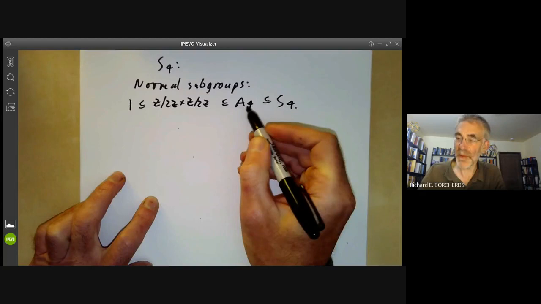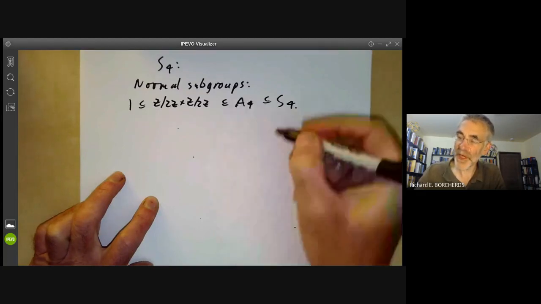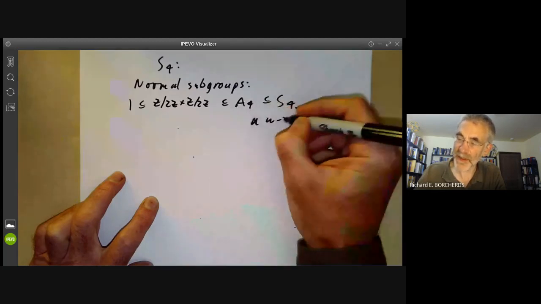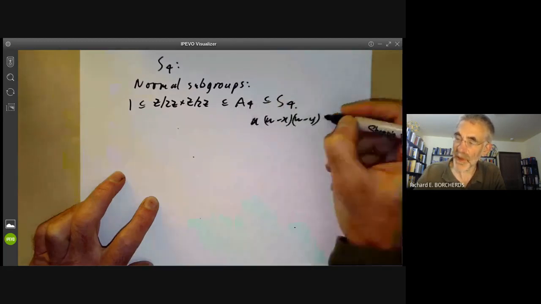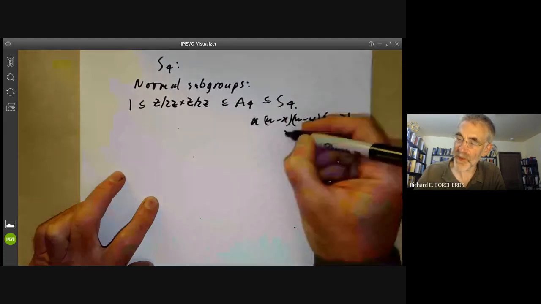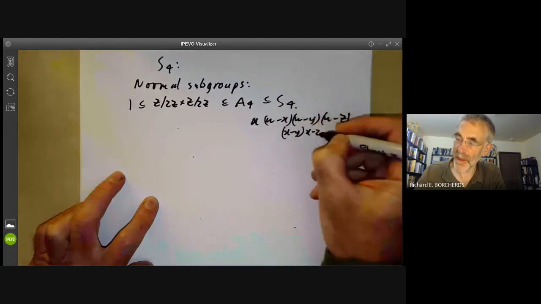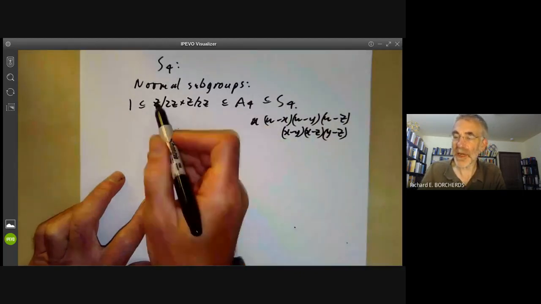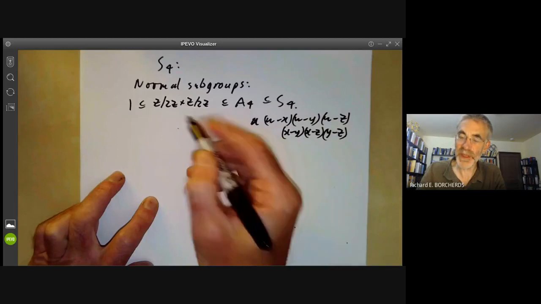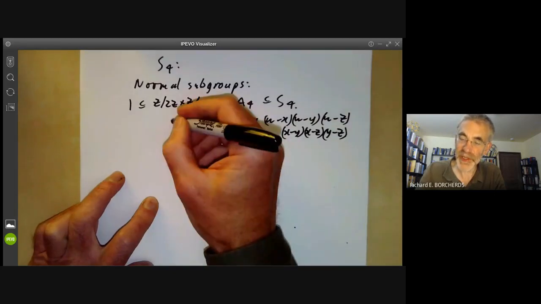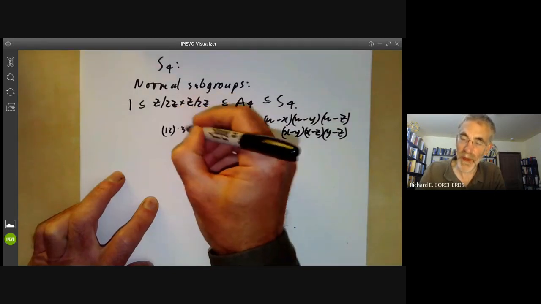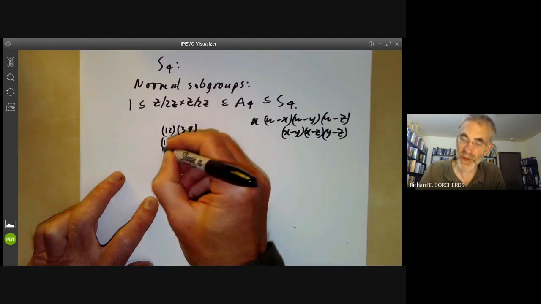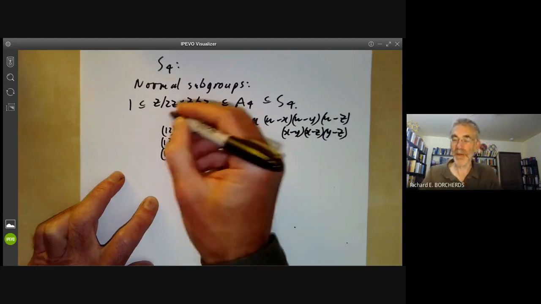and this is contained in S4. So you remember A4 is just the group of even permutations, those that fix the product (x − y)(x − z)(y − z). And the group Z2 times Z2 is a normal subgroup of A4 and consists of the three permutations (1 2)(3 4), (1 3)(2 4), (1 4)(2 3), together with the identity permutation.